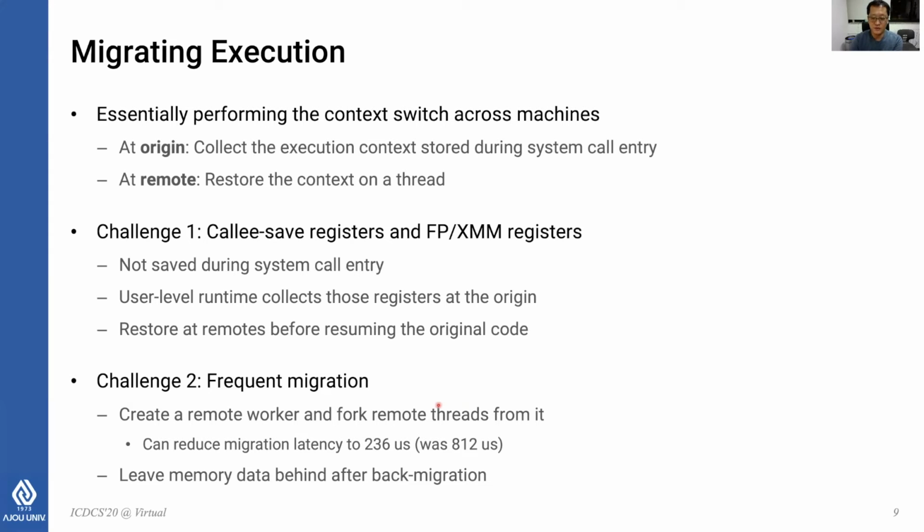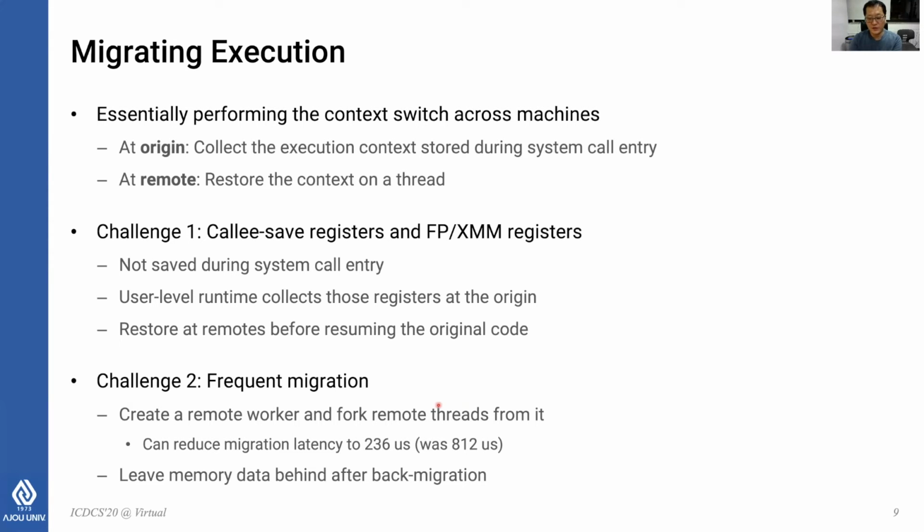There are 2 challenges to migrate execution remotely. The first one is to handle callee-saved registers and floating point registers. These registers are not automatically saved during the system call entry. So we build a user level runtime to collect those register values during the migration and restore them on the remote node before resuming execution of the original source code.